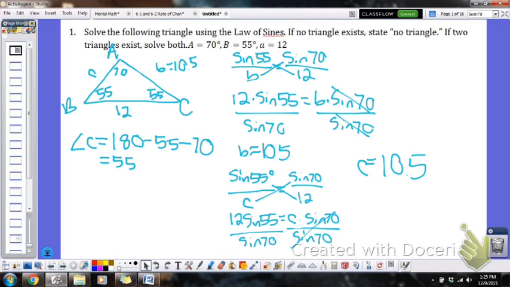Now, if you recognize that this was a nice isosceles triangle and that b and c were equal, that's awesome. If not, you're still fine by solving the whole triangle.